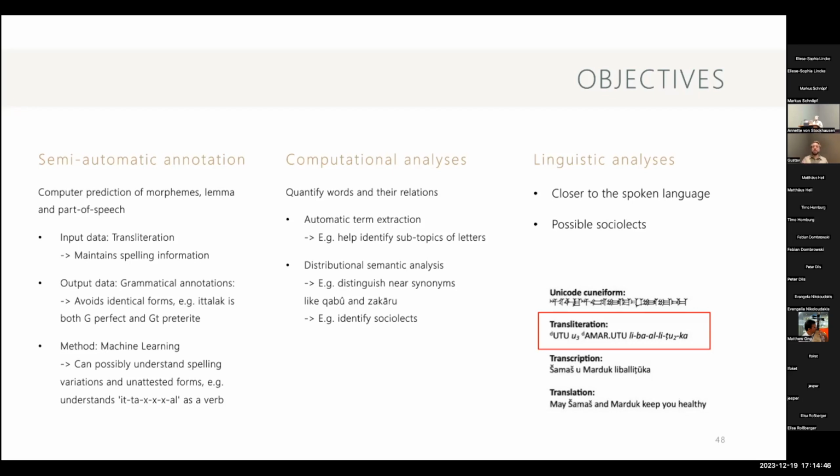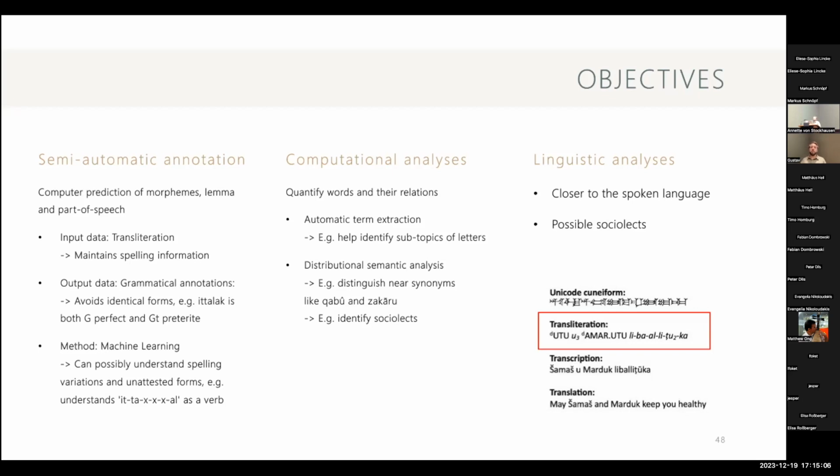Then we have the computational analysis. Here we want to try and quantify the words and the relations. That's the embeddings we're talking about, sort of giving these vectors for where things are. And here we want to try to implement some methods that can help us, based on those things, to understand a bit deeper what's happening.